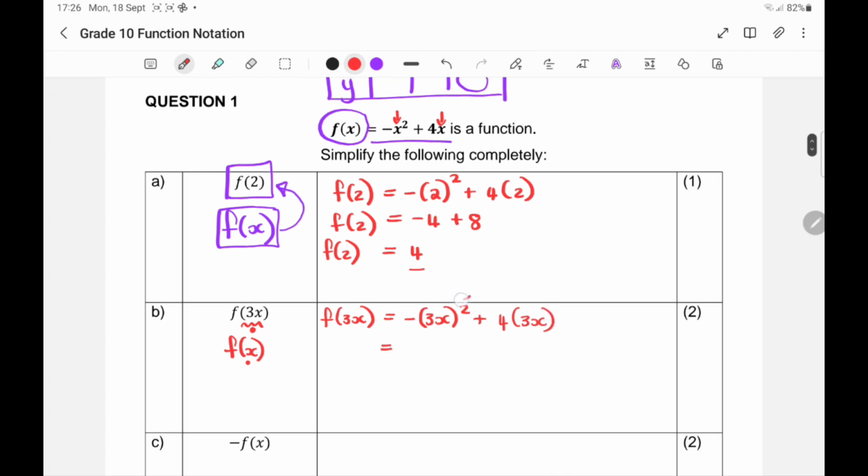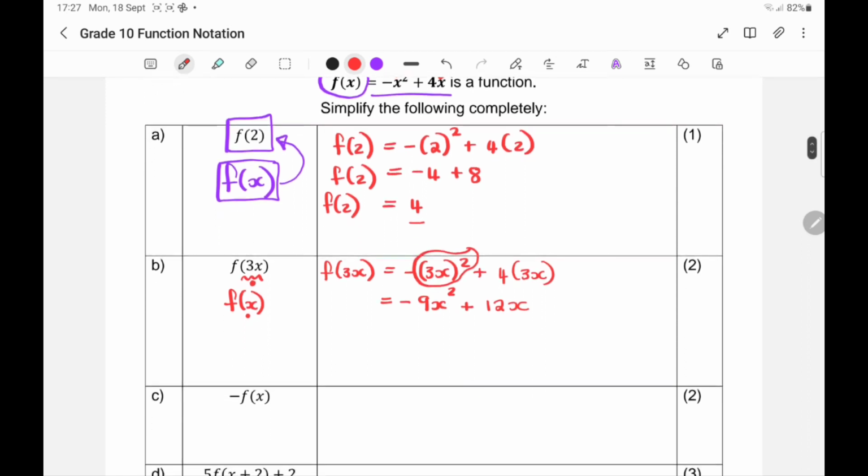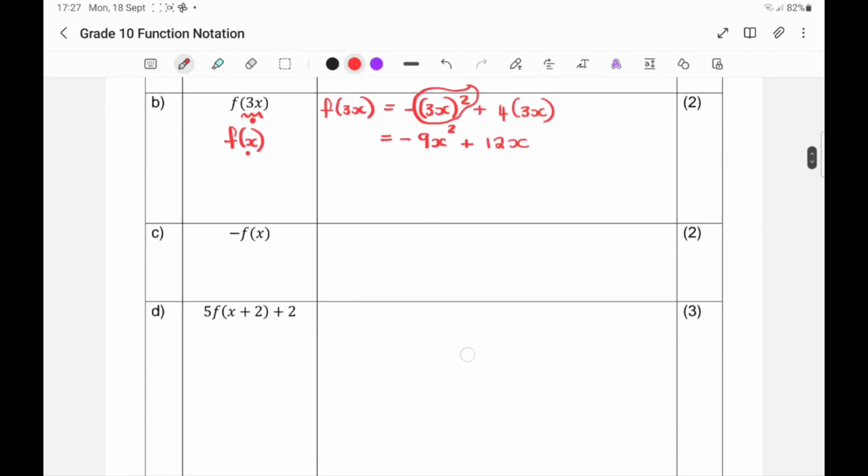Please remember, everything inside the bracket is to the power 2. That negative is on the outside. It's multiplication, that order of operation is going to happen last. So 3 to the power 2 is 9, and x to the power 2 is x squared. Plus 4 times 3 is 12x. And that is your simplified form. You can't go any further because they're not like terms.